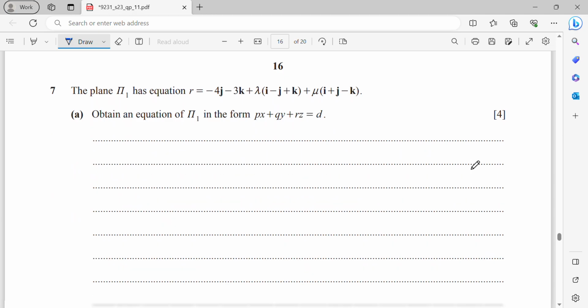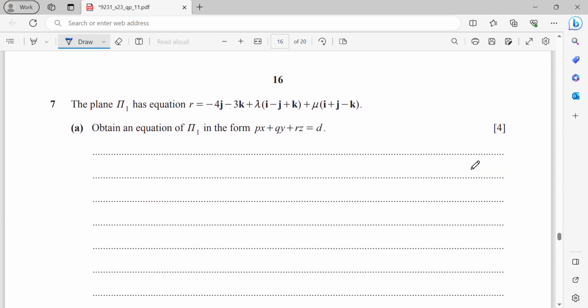Okay, now question 7. The plane pi 1 has this equation, the parametric equation. Obtain an equation of pi 1 in Cartesian form. So first of all, I need to get the n. Because before you get the Cartesian equation, we need to get the vector equation.